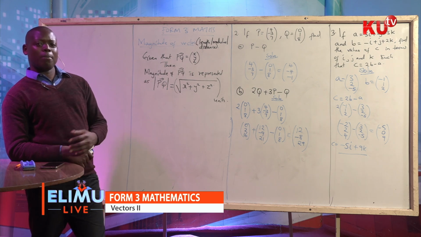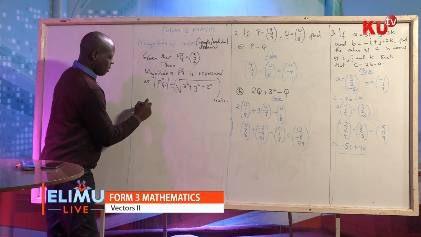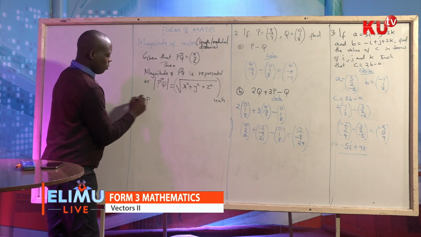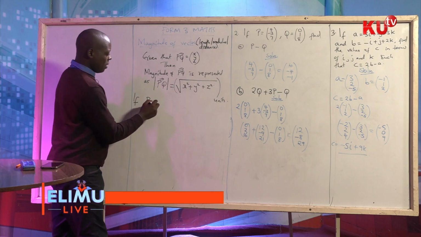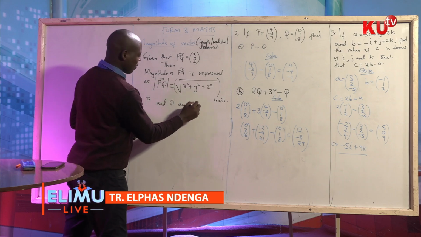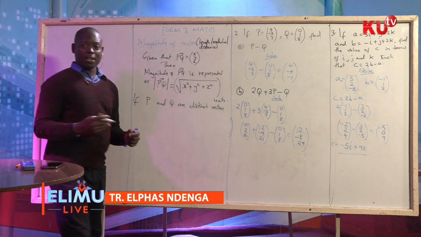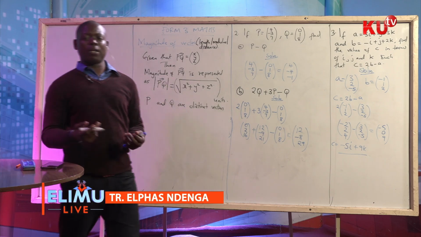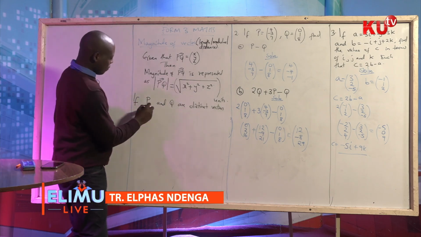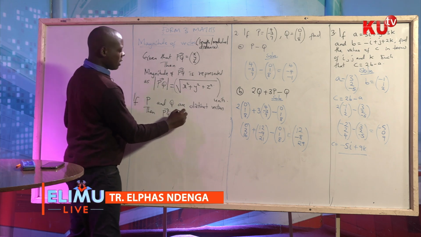It's simply a joint representation of a vector as a single vector. So if we have 2 points, P and Q, and P and Q are distinct vectors, meaning they're different vectors, they could be representing something different. Then PQ is the column vector.